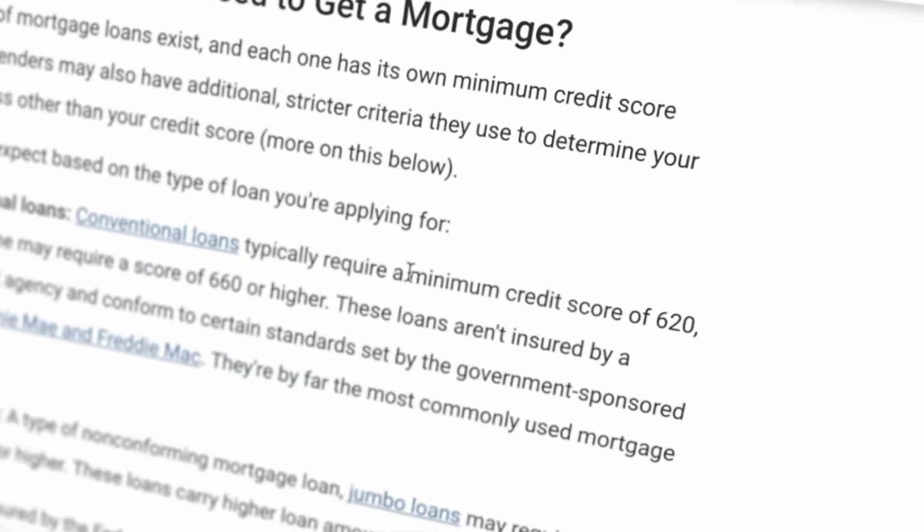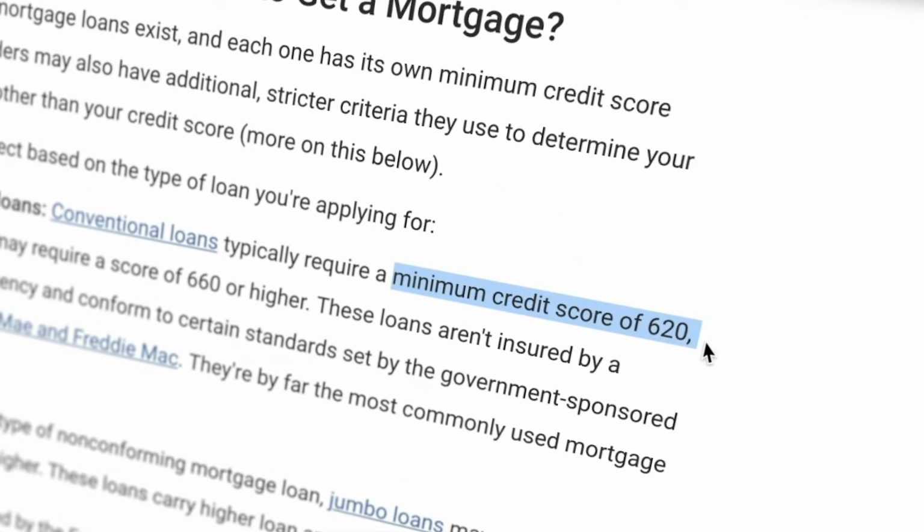According to Experian, you should be aiming for at least a 620 credit score. However, if you really want to maximize the loan benefits, getting the lowest interest rates possible, you really should be aiming for at least a 740 or higher. It's going to save you tens of thousands, if not hundreds of thousands of dollars. So it's really important to have great credit.